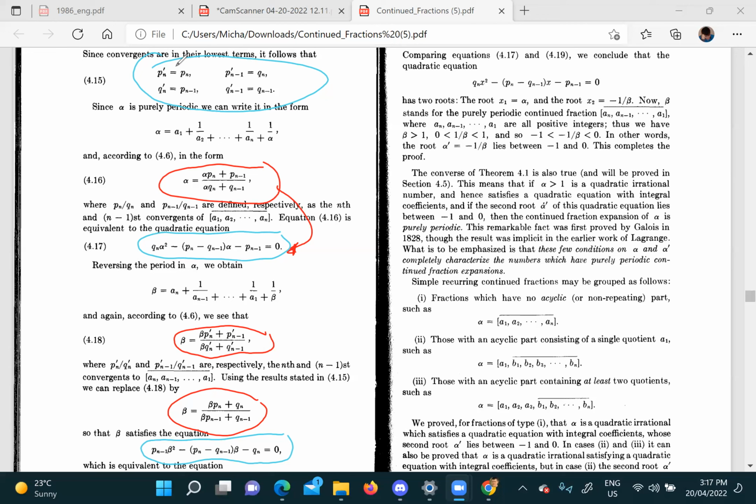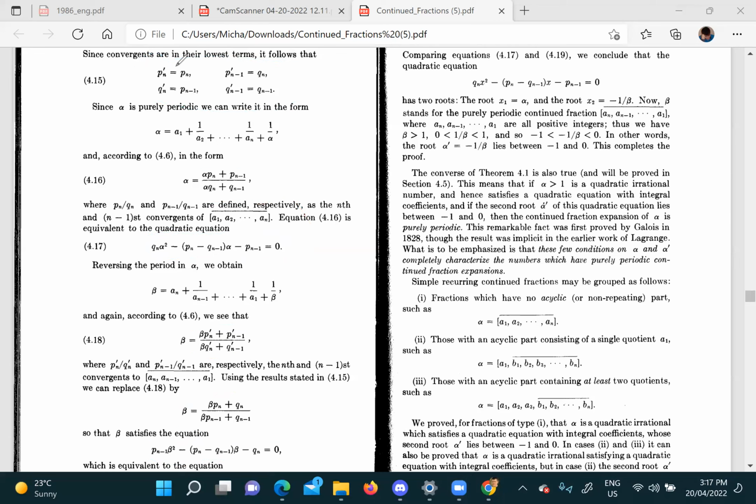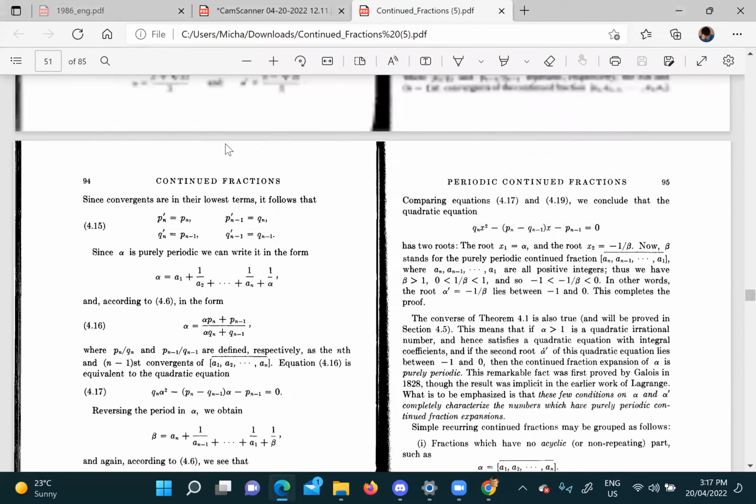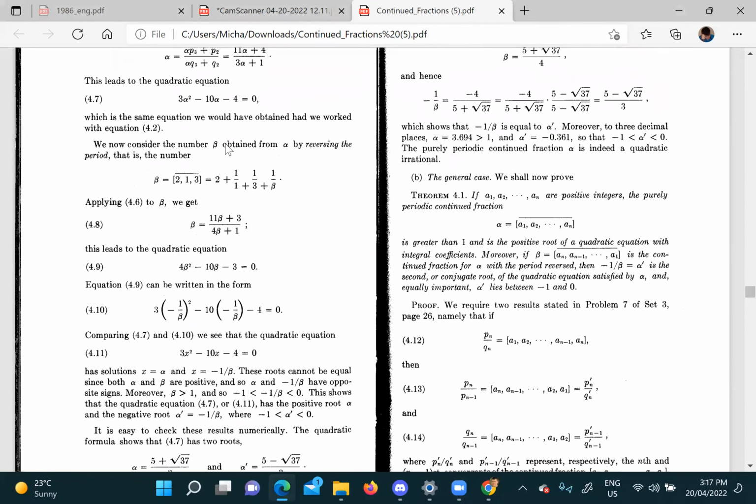What? It needs to be investigated now. What the hell? Alpha greater than 1, quadratic rational number. Hence, recurring character. Hold on, what was theorem 4.1? So theorem 4.1 is this: if you have a purely periodic fraction greater than 1, it's the root of a quadratic equation with integral coefficients. Its negative reciprocal of the reversed fraction is the other root and lies between -1 and 0. So what is even the converse of this statement?